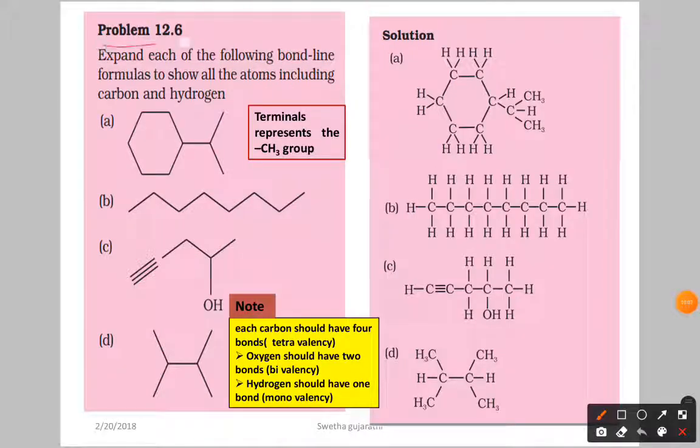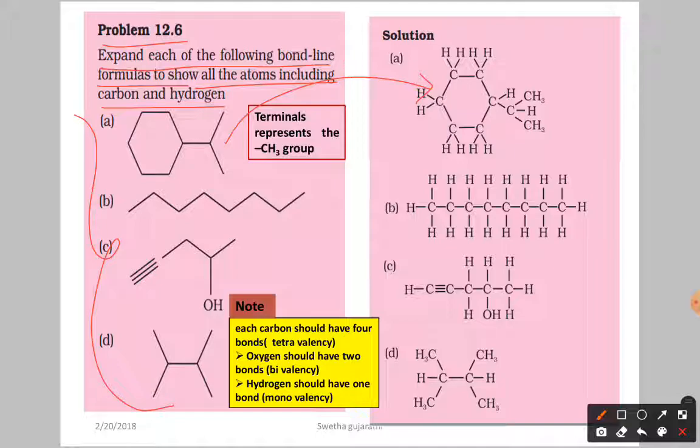Next, problem number 12.6. Expand each of the following bond line formulas to show all the atoms including carbon and hydrogen. So you have to write the bond line formulas showing all the atoms. These are the given bond line formulas. You have to write the complete structure. So now if you see this bond line structure, here is the complete structure.